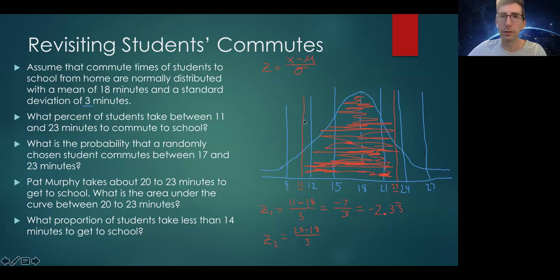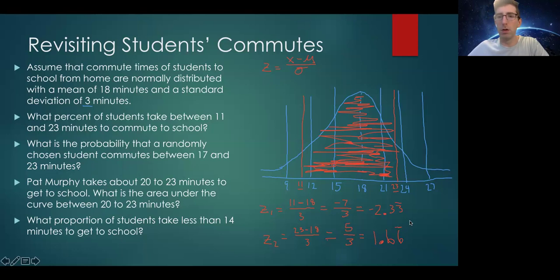Which we're given here. So you can see for each of our x's that we're interested in, we've taken each of those values, subtracted them from our population mean that we're given in our problem, 18, and divided that difference by 3. So 23 minus 18 is 5, divided by 3, and we get positive 1.66 repeating. Okay, great.